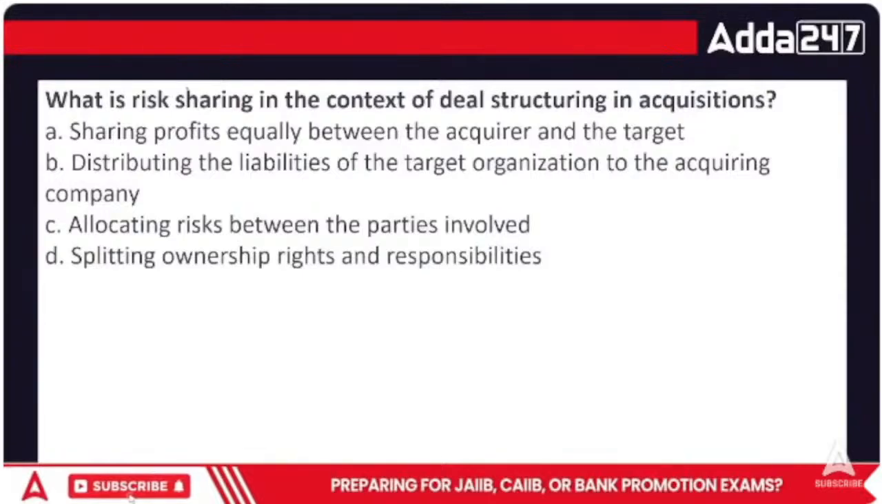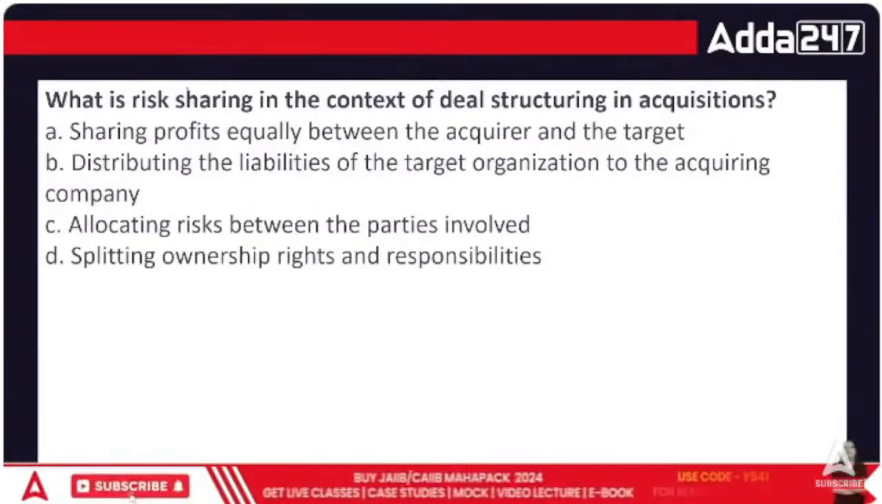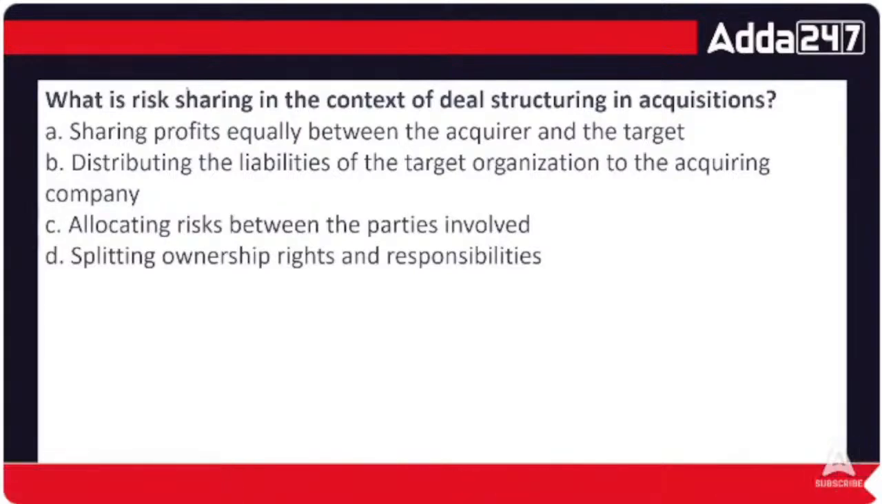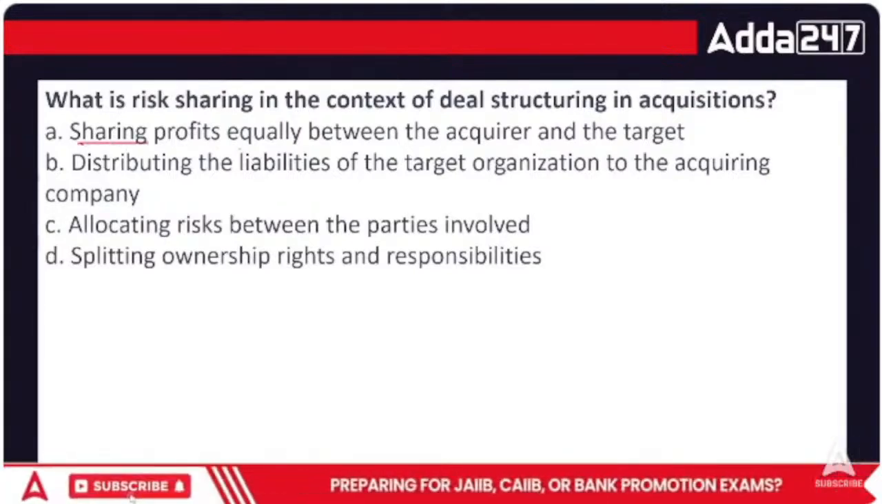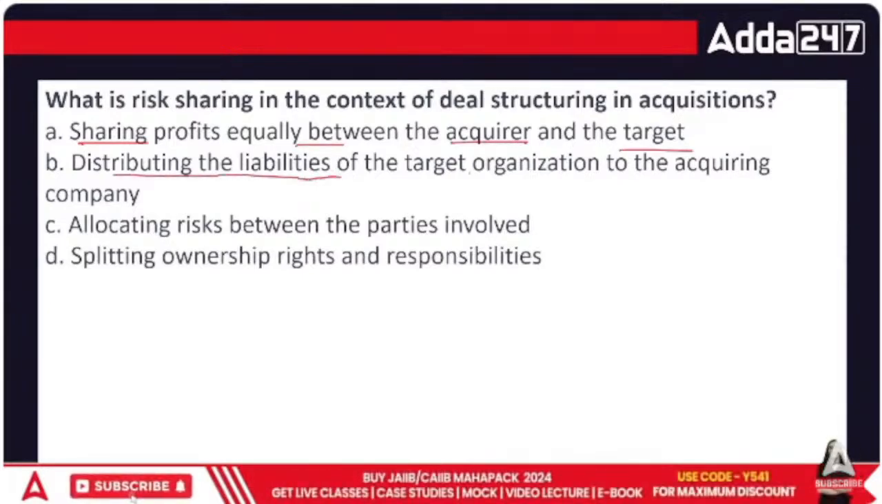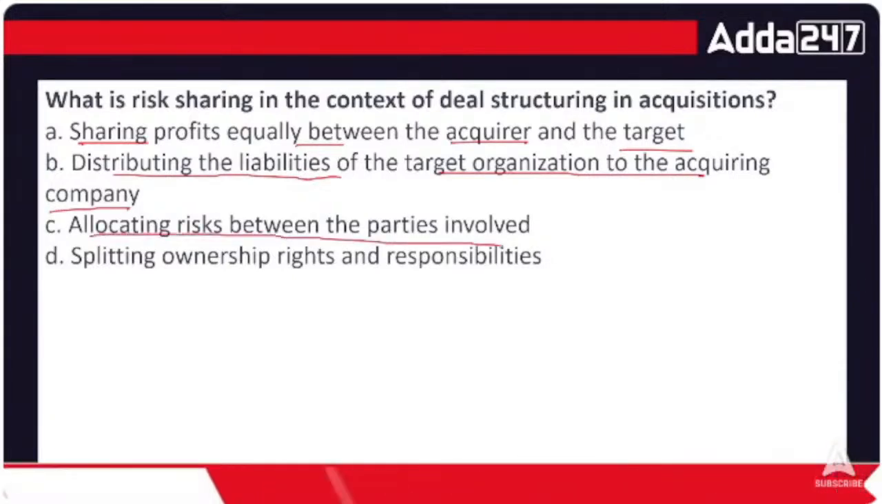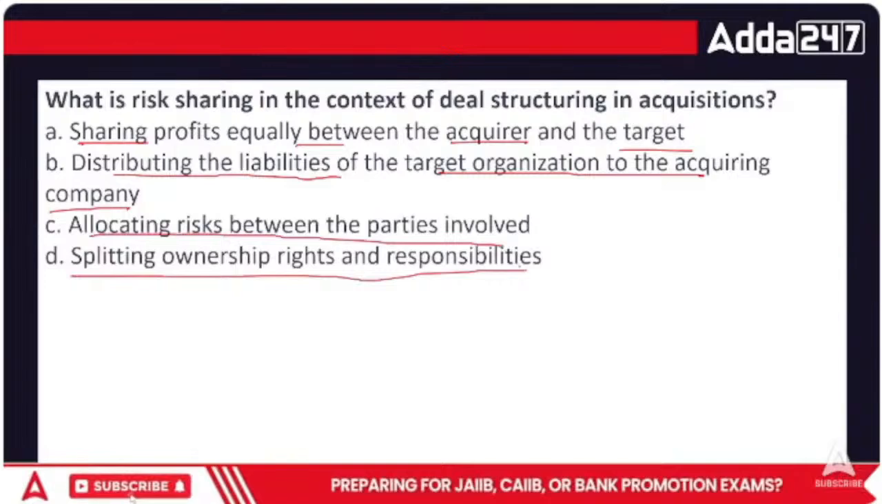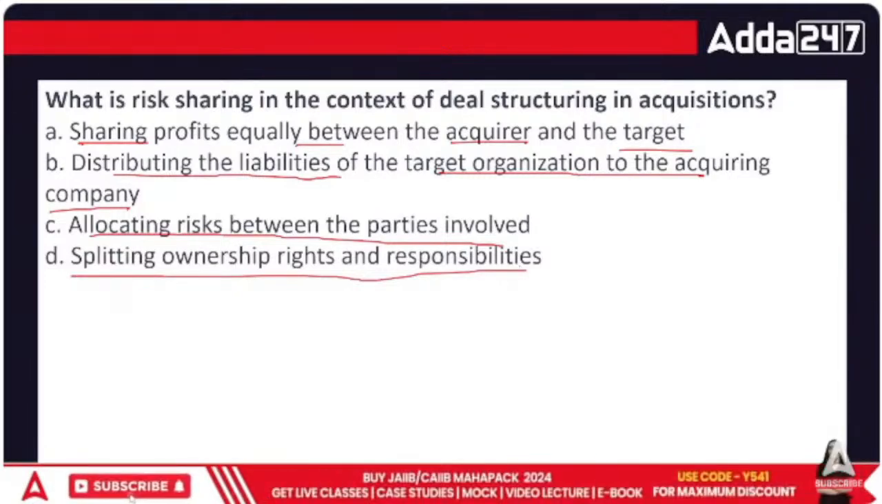What is risk sharing in context with deal structuring? Risk is something that the more you distribute, the lesser it becomes. This is one of the realities of risk. Sharing profits equally between the acquirer and the target, distributing the liabilities of the target organization to the acquiring company, allocating risk between the parties involved, or splitting ownership rights and responsibilities. What do you mean by the term risk sharing?